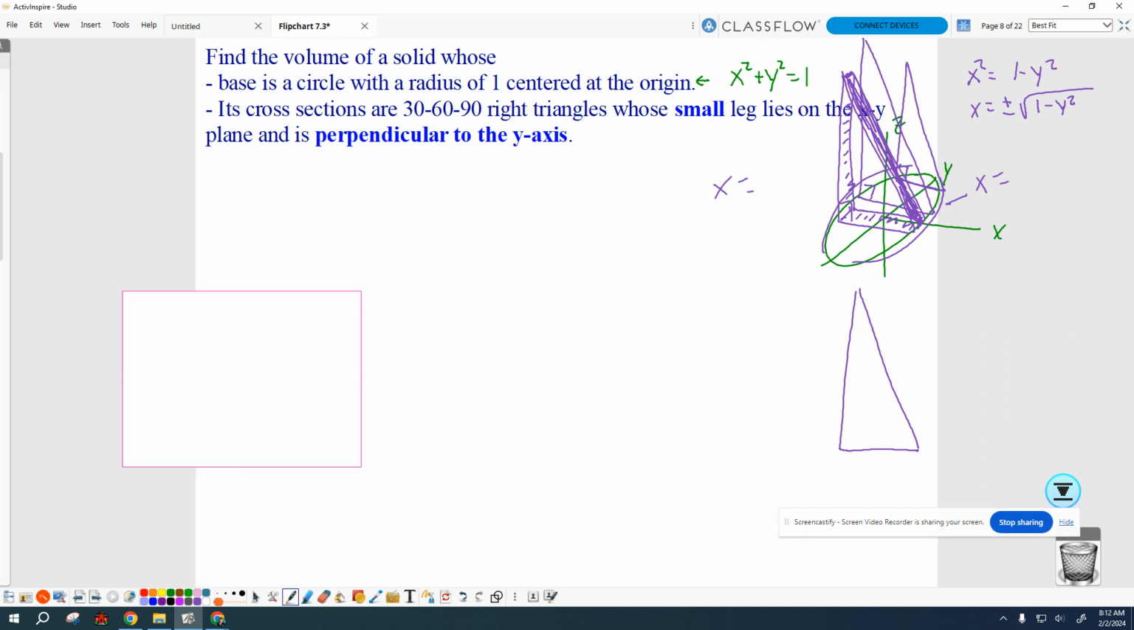Okay, when I put the square root in, I need to do a plus and a minus. What is the equation for this side over here where x is positive? The positive part. This side back here is the negative part. Or you could think about it and be like, well, it's symmetric.